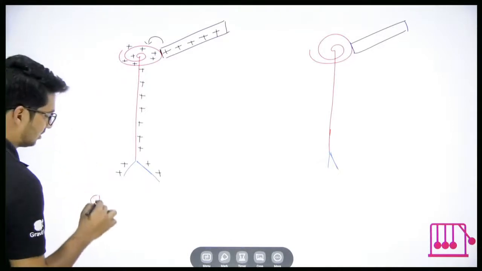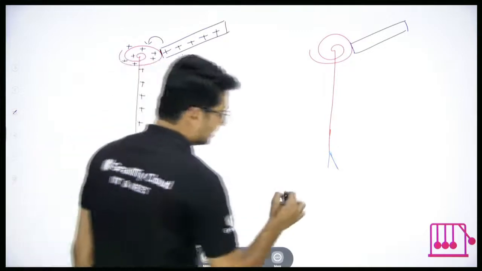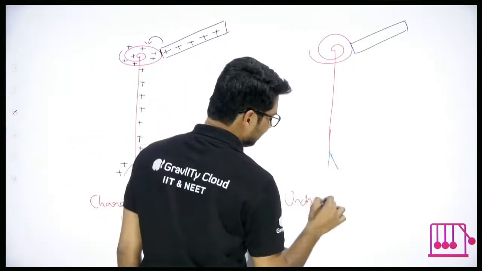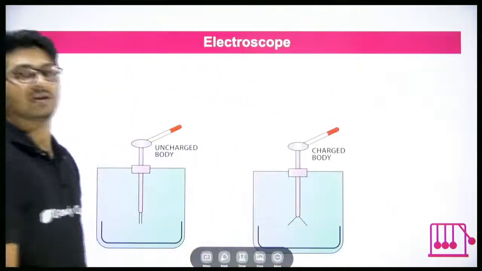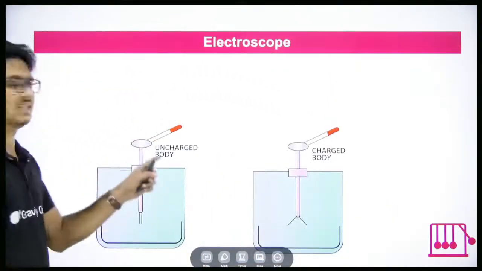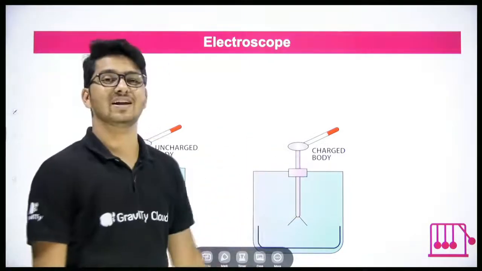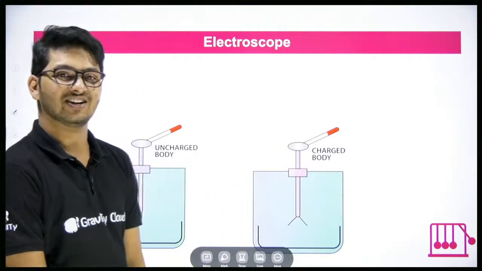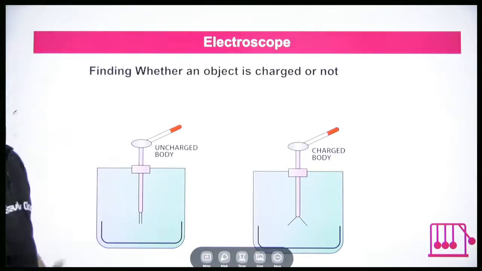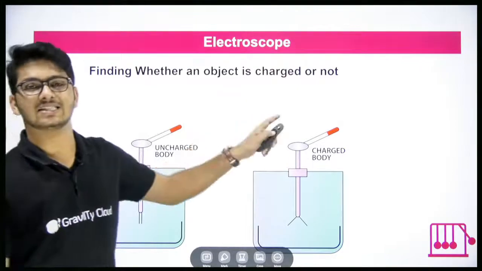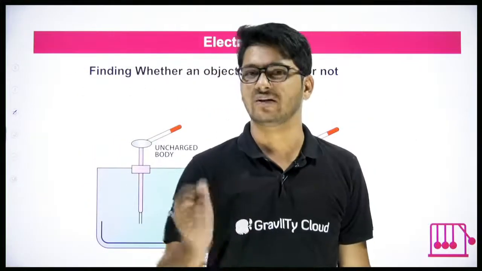Yes, good. So charged rod and uncharged rod. The same image is shown here also. Uncharged body, the leaves remain there itself. Charged body, they repel each other. Good? Wonderful. So here, what are we doing now? We are finding whether an object is charged or not. We will not get to know whether it is negative or positive.